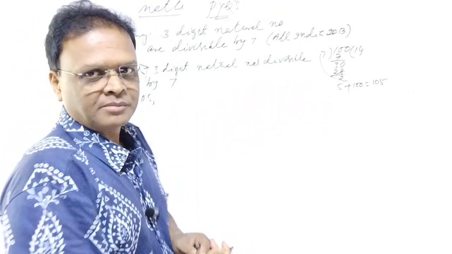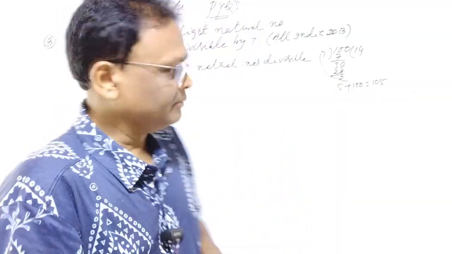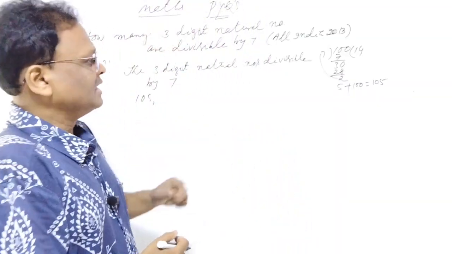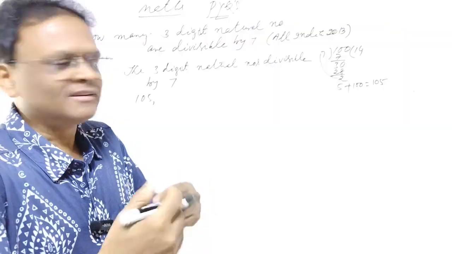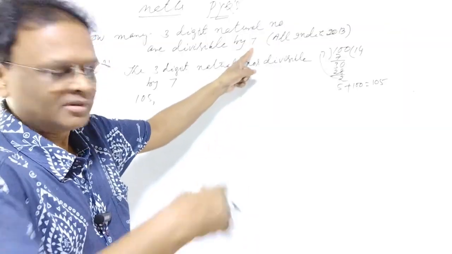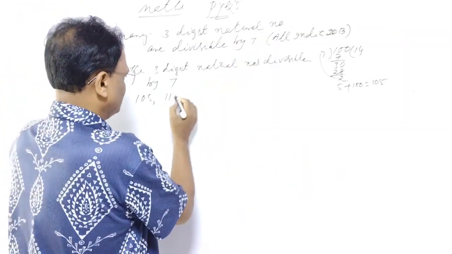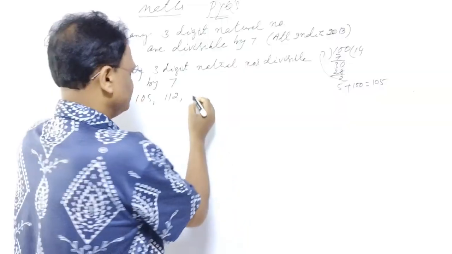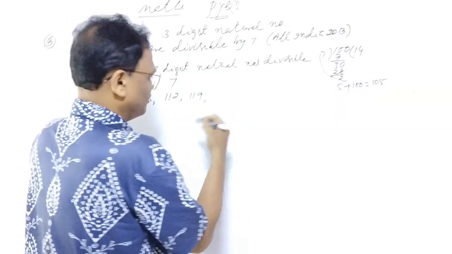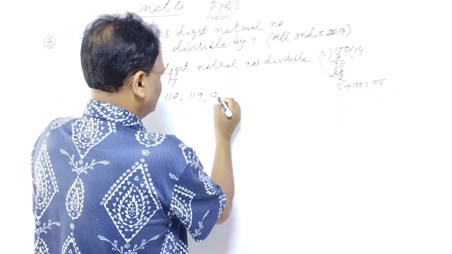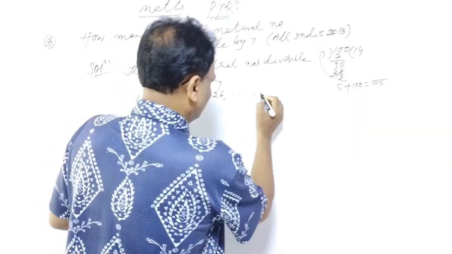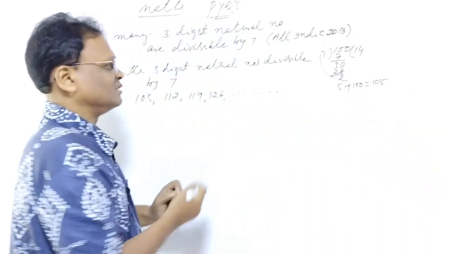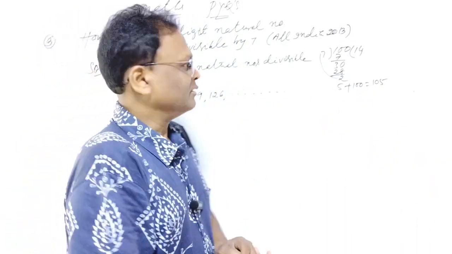This is the first 3 digit number which is divisible by 7: 107. Second, just go on adding the difference. Divisible by 7 given, no? Add. 112. Third, 119. Fourth, 126. And so on. But I have to write the last 3 digit number which is divisible by 7.